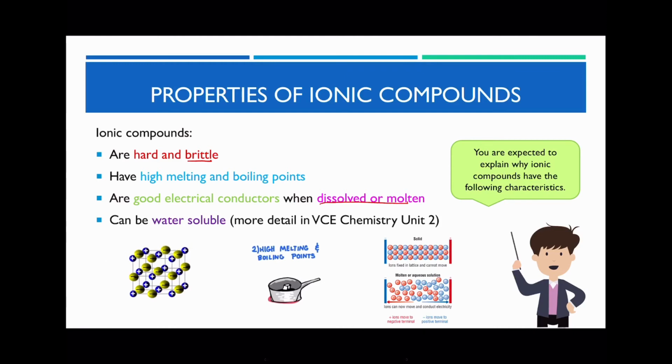In addition, only some ionic compounds are water soluble, so that means they can be dissolved in water. That's only for some of them. You're going to learn this in a bit more detail in BCA Chemistry Unit 2, but for now, all you need to know is that only some ionic compounds are water soluble, not all of them.